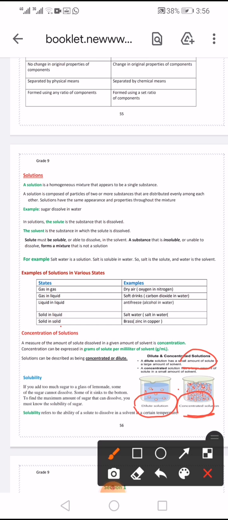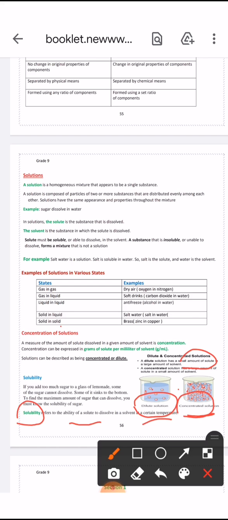What's meant by solubility? Solubility refers to the ability of a solute to dissolve in a solvent at a certain temperature. For example, when I say sugar dissolves more easily in water than salt, this means that sugar has more solubility than salt. When I say salt dissolves more easily in water than starch or gelatin, this means that salt has higher solubility.